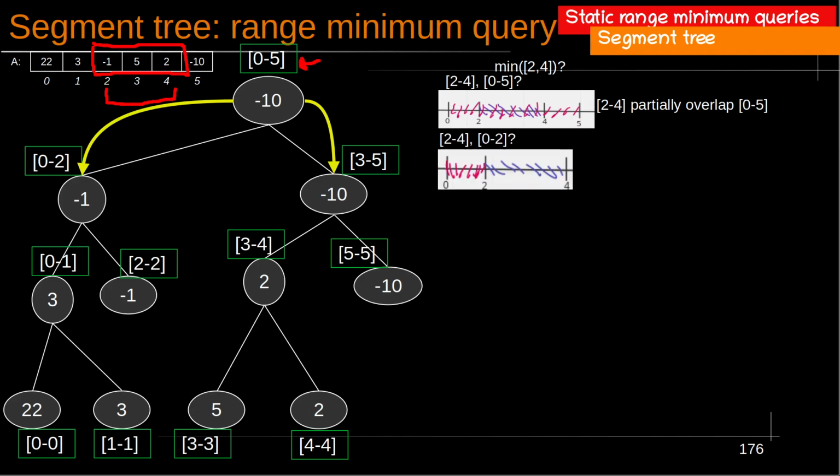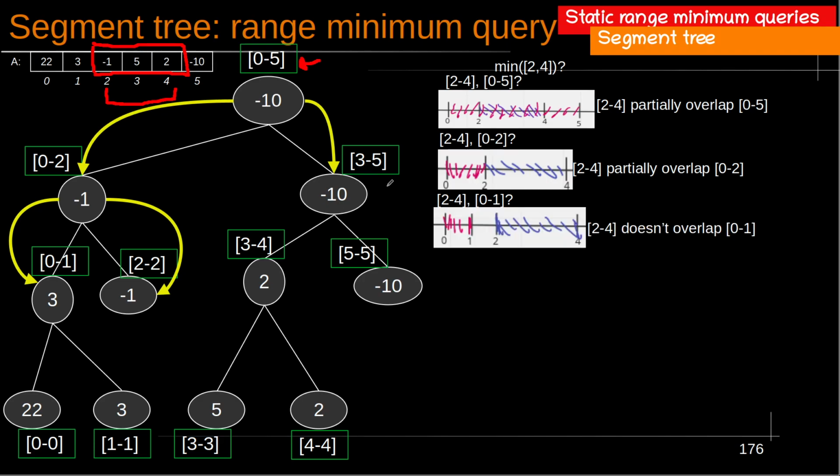We have to check 2, 4 against 0, 2. The interval of this node is 0, 2, and we have also 2, 4 as the left and the right bound. 2, 4 here is also a partial overlap with 0, 2. We have 2 in common. So we have a partial overlap. We go left and we go right.